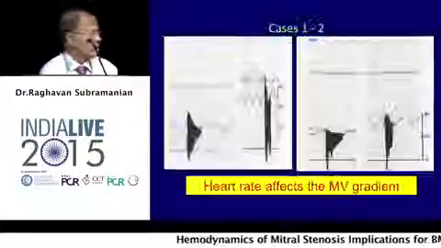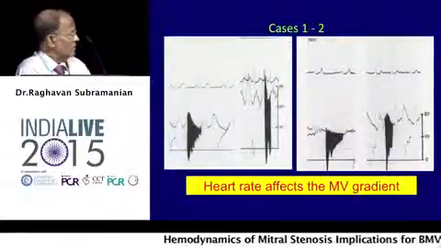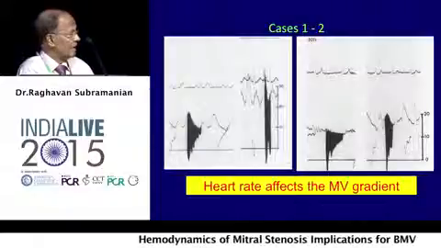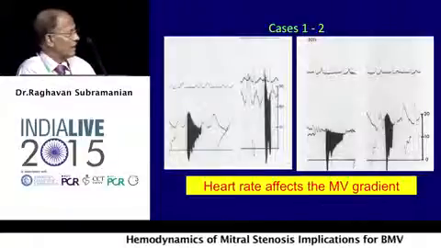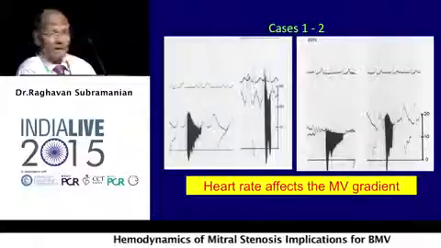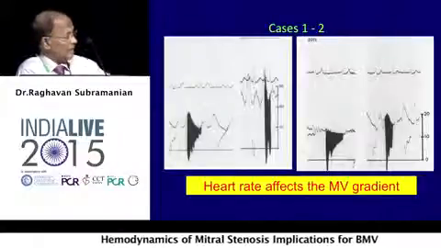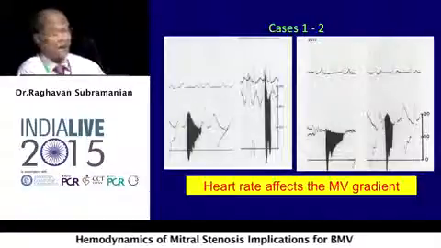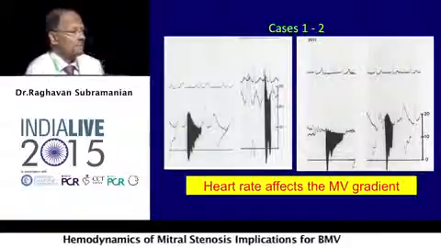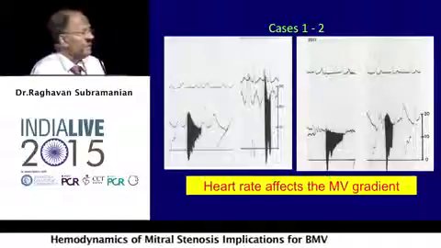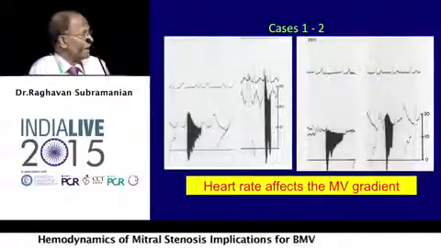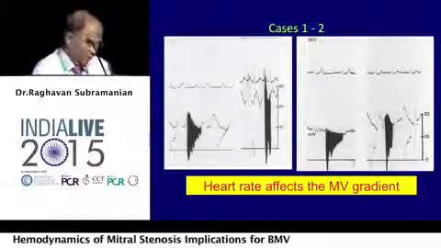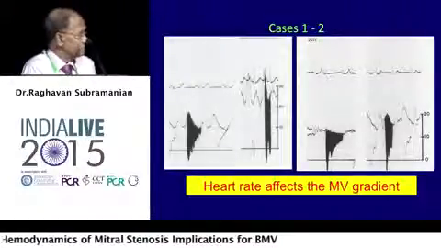Now, here are two cases. The first one is in sinus rhythm, and you can see that the gradient represented by the shaded area increases markedly when the heart rate goes up in the left-hand panel. On the other side is shown a patient in atrial fibrillation where varying RR intervals and the cycles with a short RR interval show a distinctly increased gradient. Therefore, the gradients have to be interpreted in the light of the heart rate.